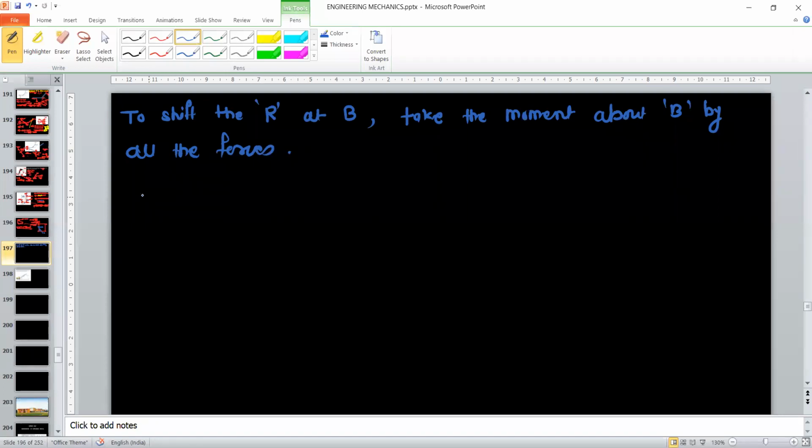We will find the summation of moment by all the forces about the point B of the system. It is similar to Varignon's theorem. This side is actually the left hand side in Varignon's theorem. In Varignon's theorem, the summation of moment by all the forces about the point B is equal to the moment by the resultant about the same point B. So just refer to the original diagram.